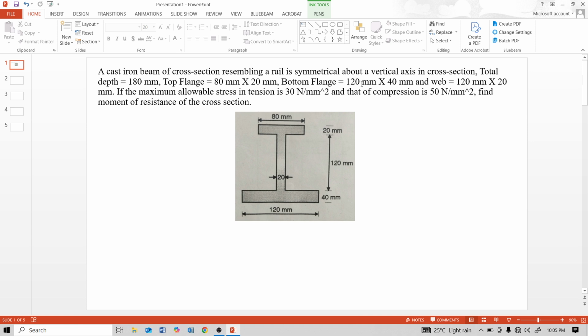Bottom flange width is 120 mm, bottom flange thickness is 40 mm, web thickness is 20 mm and depth is 120 mm. If the maximum allowable stress in tension is 30 Newton per mm square and that of compression is 50 Newton per mm square, find the moment of resistance of the cross section.